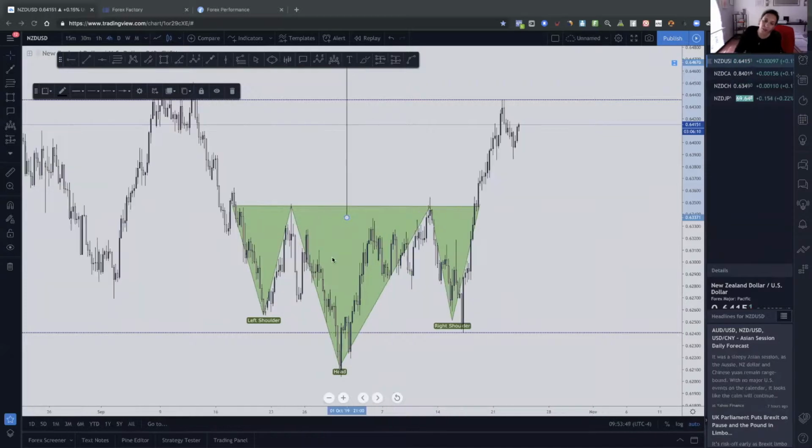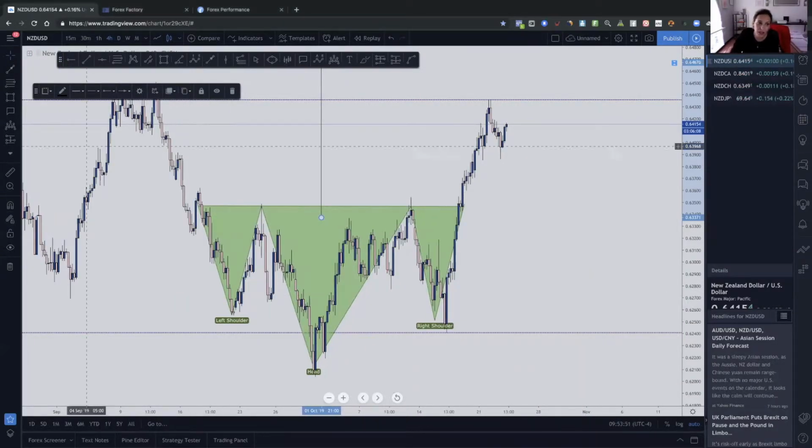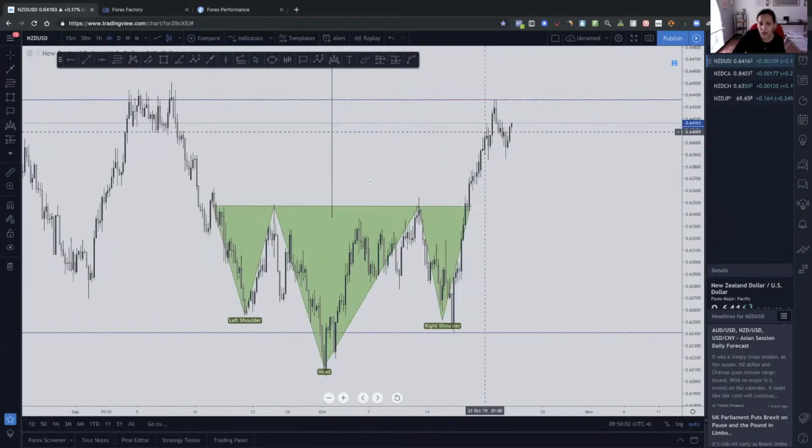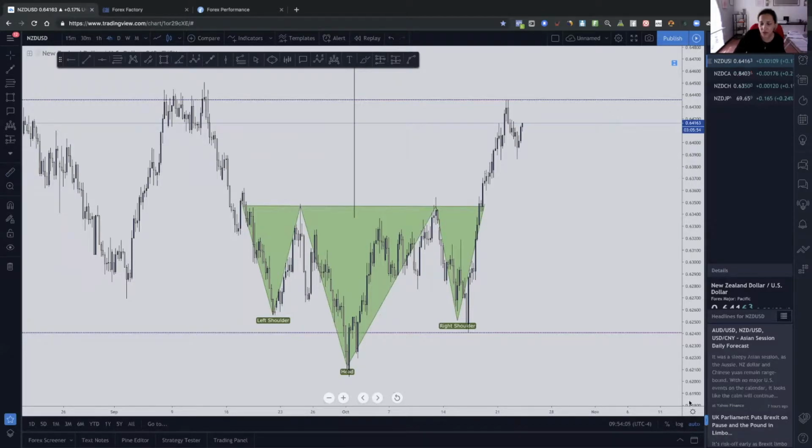So it played out perfectly, which is really, really nice. And you can see just based from the right shoulder, depending on where you got in, let's just say you got in around here. This was about a 155 pip trade. So it was really beautiful. Did everybody see this when he sent it out?